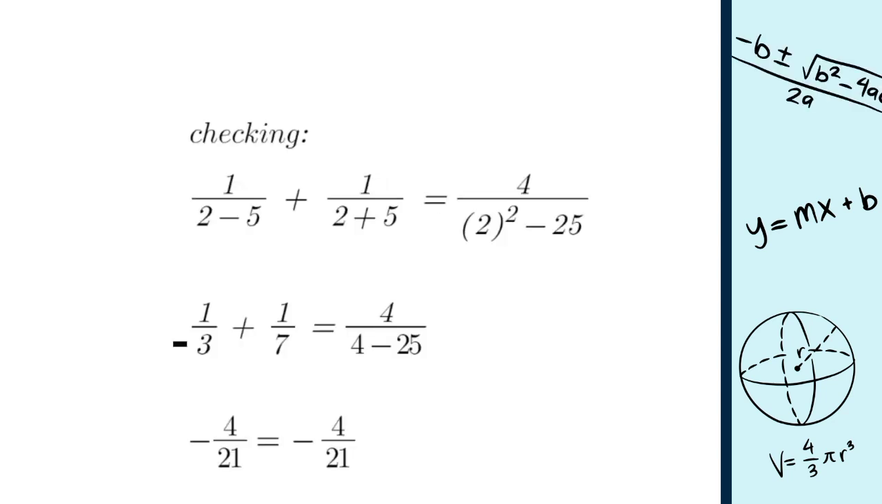For substitution, we substitute the value of x to the equation we have. 1 over 2 minus 5 plus 1 over 2 plus 5 is equal to 4 over 2 squared minus 25. And that is 1 over negative 3 plus 1 over 7 is equal to 4 over 4 minus 25. 1 over negative 3 plus 1 over 7 is equal to negative 4 over 21. 4 over 4 minus 25 is equal to negative 4 over 21.